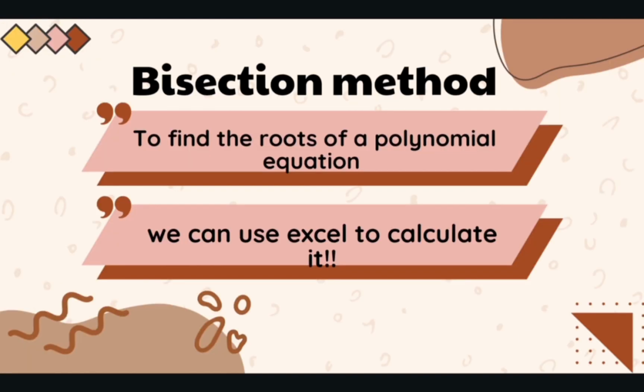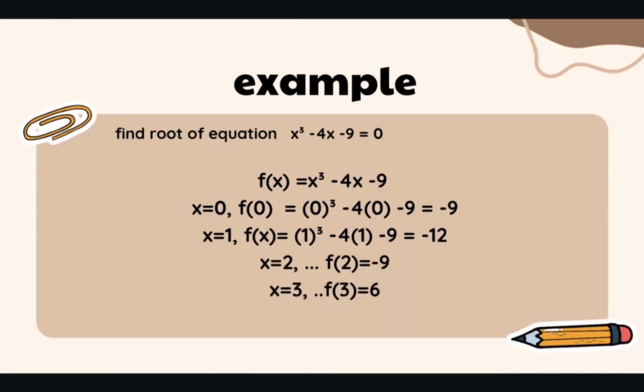So the bisection method is a way to find the roots of a polynomial equation. As an alternative way, we can also use Excel to calculate the roots. Okay, today I'm going to explain how we can use the bisection method manually.